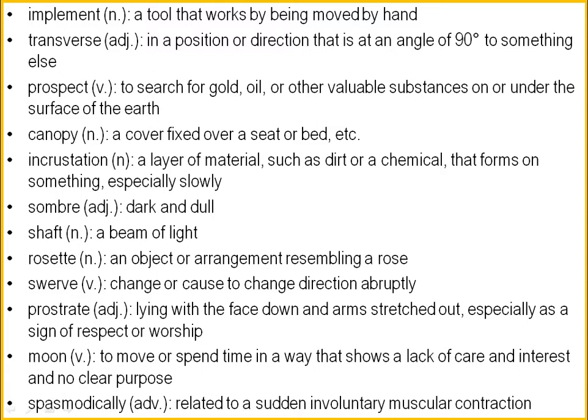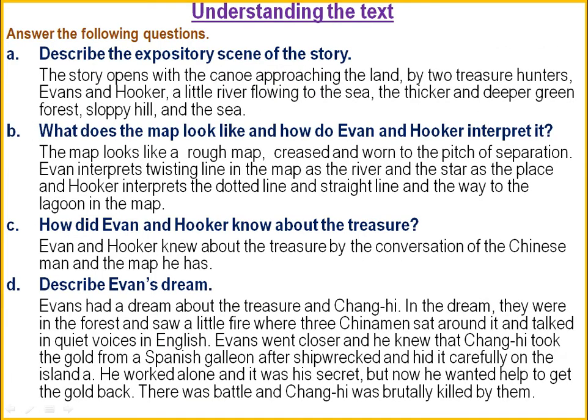Rosette, an object or arrangement resembling a rose. Swerve, change or cause to change direction abruptly. Prostrate, lying with the face down and arms stretched out, especially as a sign of respect or worship. Moon, to move or spend time in a way that shows a lack of care and interest and no clear purpose. Spasmodically, related to sudden involuntary muscular contractions. So these are the vocabularies which are presented in our text glossaries. Then about the questions.